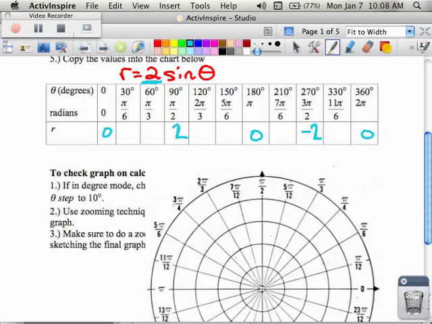I also know that every pi over 6, the sine is 1/2, right? From our unit circle. So if I double that, that's going to be a 1. So at every pi over 6, I'm going to have a 1. And now I just have to remember, is that positive or negative? And the sine is negative in the 3rd and 4th quadrants. So that means after pi, I'm negative because I'm below the axis.